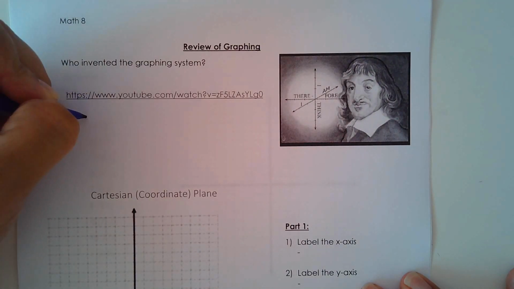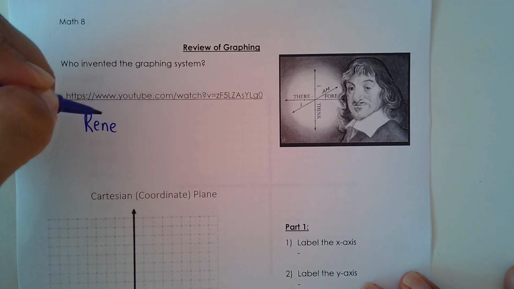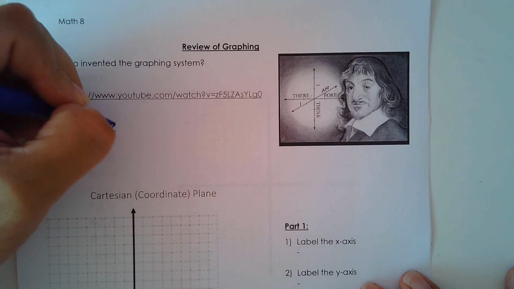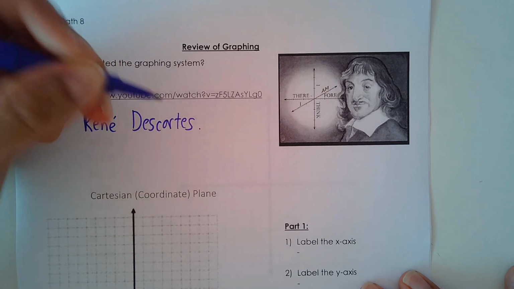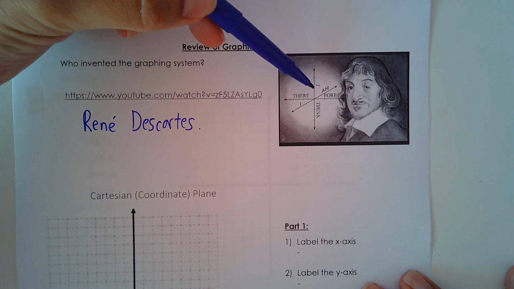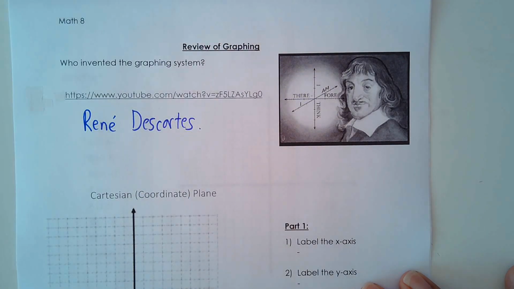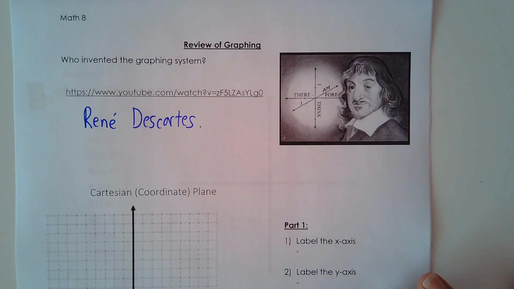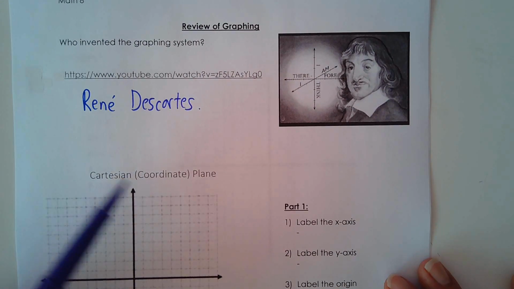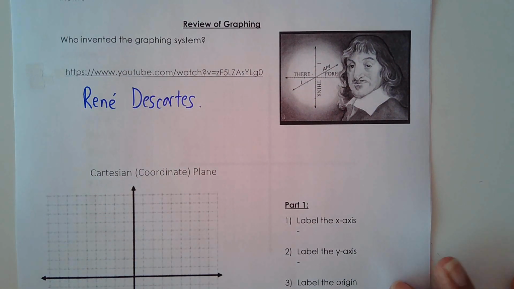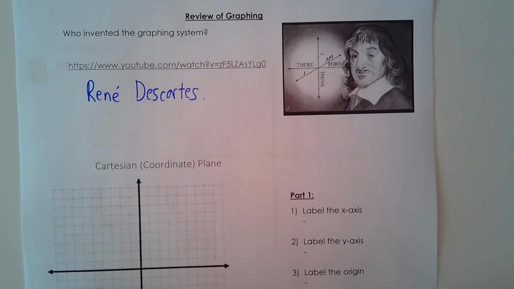So who invented the graphing system? A French mathematician named René Descartes. And he has that famous phrase, I think, therefore I am. Okay, so the Cartesian plane or coordinate system is formed by two intersecting lines here.